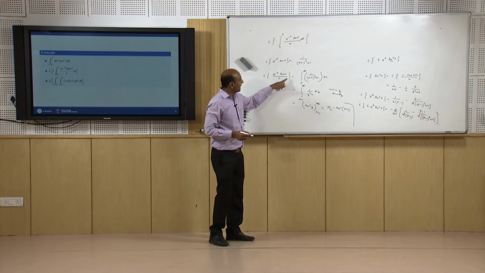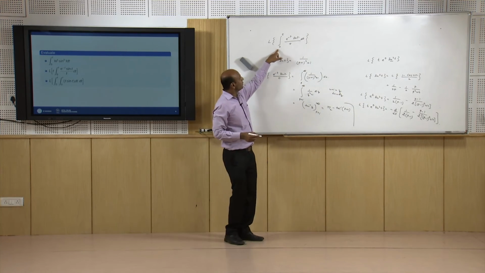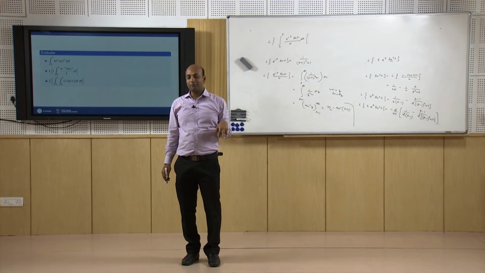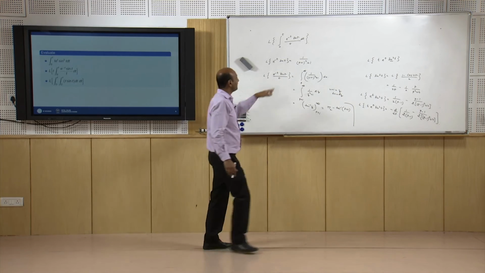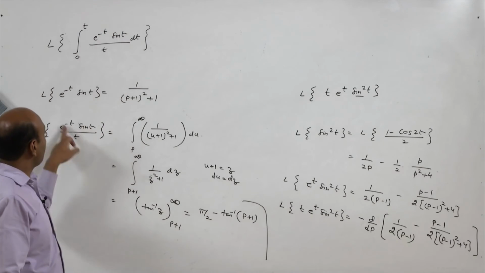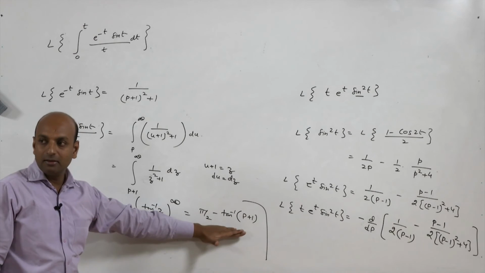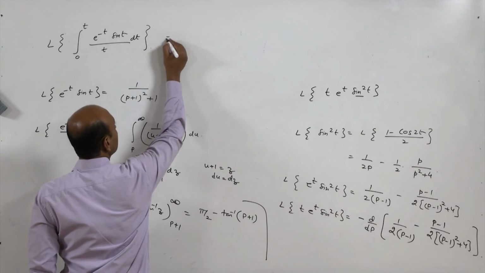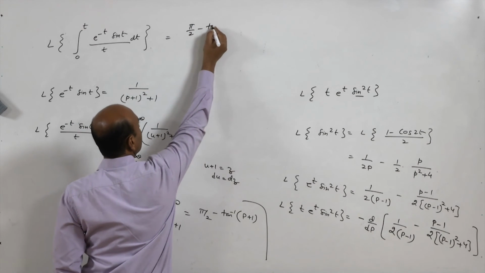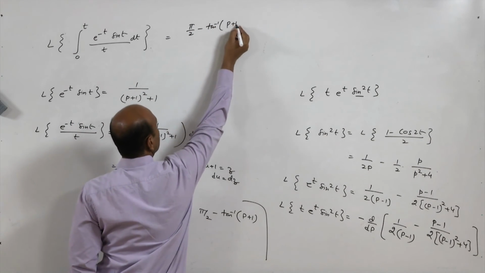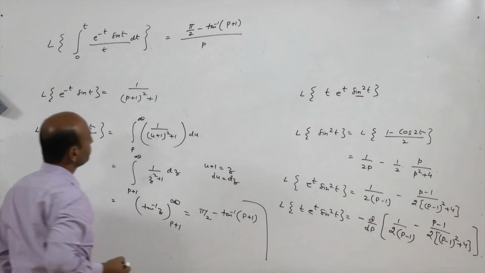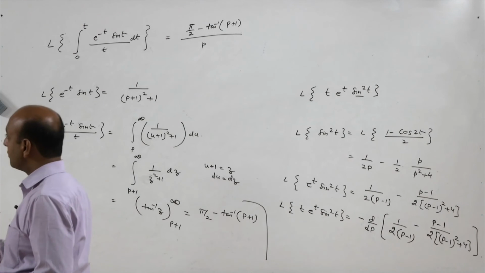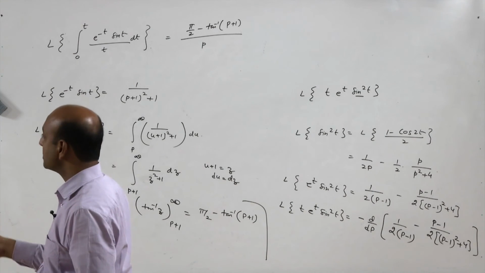So, we have to find the Laplace of this. Now, for the integral from 0 to t, it is nothing but F(p) by p, where F(p) is the Laplace transform of f(t). Here f(t) is this entire expression. So, the Laplace transform of f(t) is this. So, this is F(p). What is the Laplace transform of this? This is nothing but pi by 2 minus tan inverse (p plus 1) upon p. This property we have used, na? The integral from 0 to t of f(u) du is 1 by p F(p).